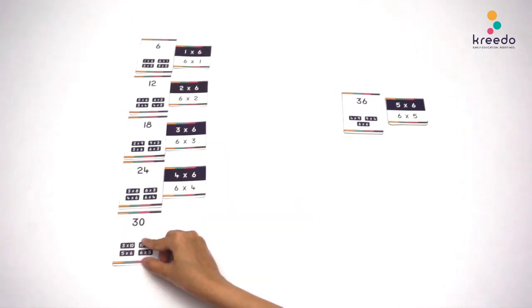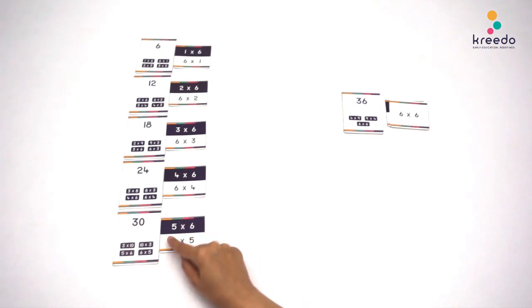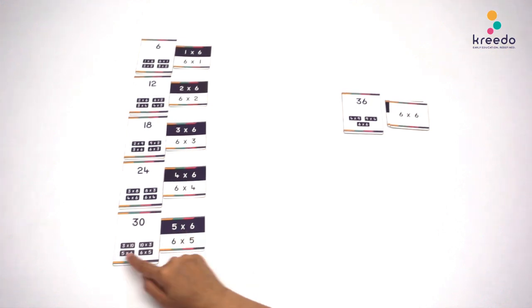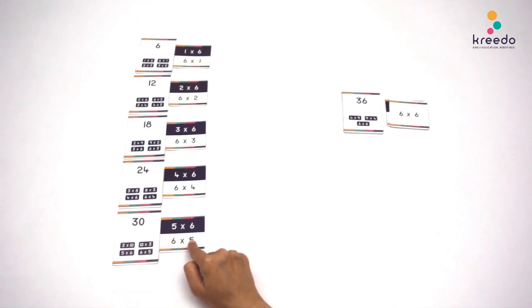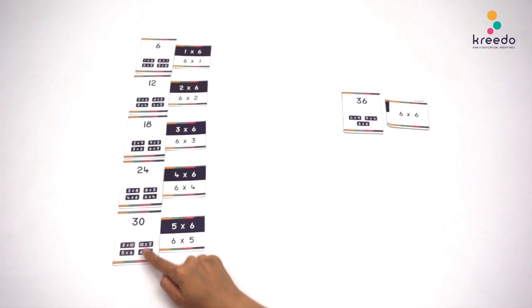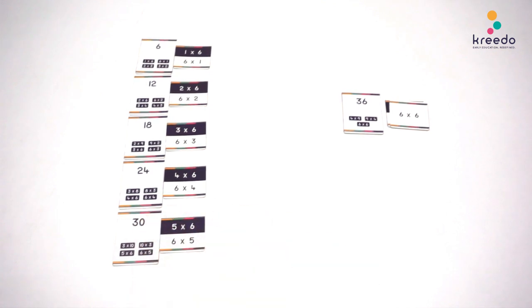Pair the next big card and small card in front of the child. Point to the table on the small card, followed by the same on the big card and say, 5 into 6, 5 into 6, 6 into 5, 6 into 5 is 30.